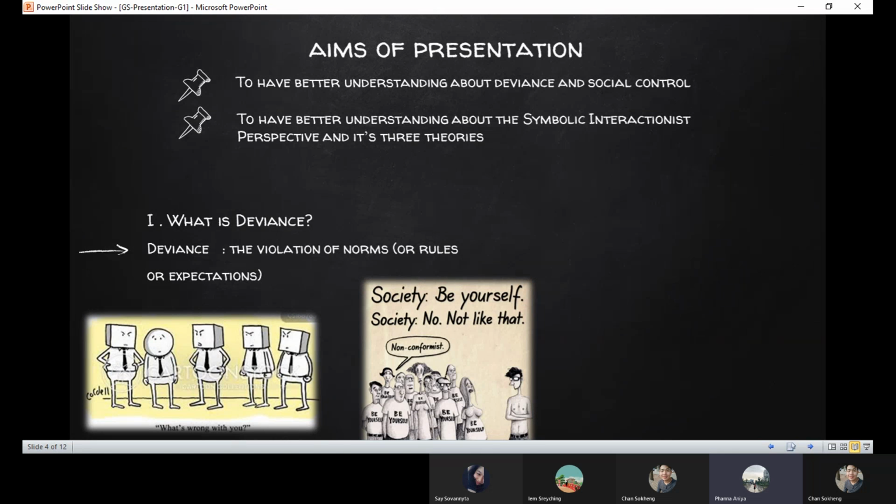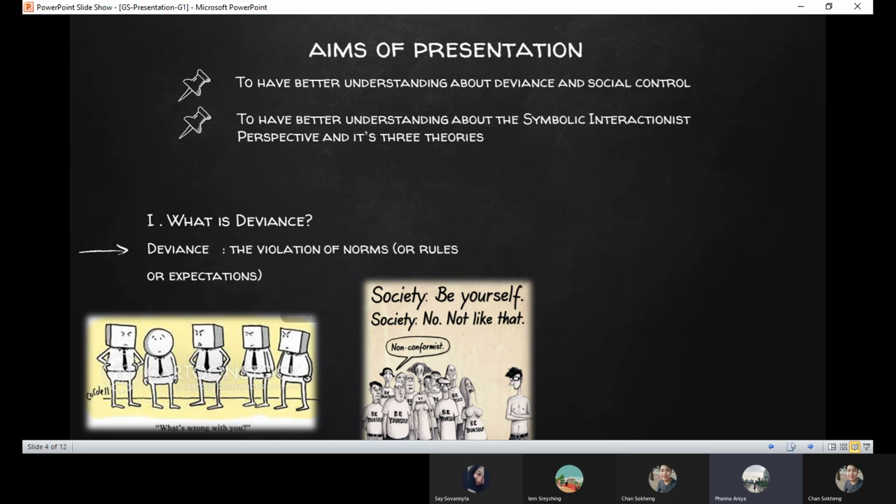On the top of this slide, these are our aims. We have 2 points. First one is to have better understanding about deviance and social control. Last one, to have better understanding about the symbolic interactionist perspective and its 3 theories. Without any further delay, let's move to what is deviance.